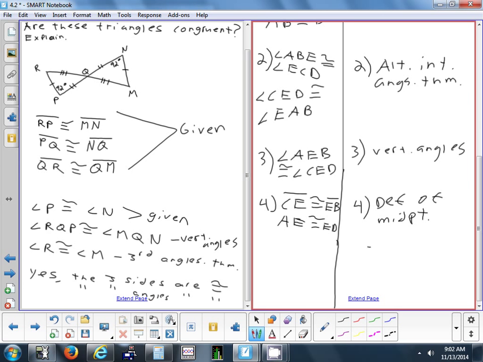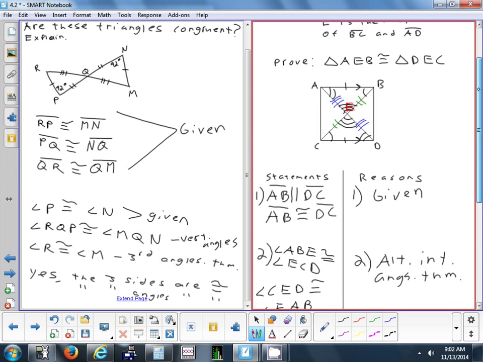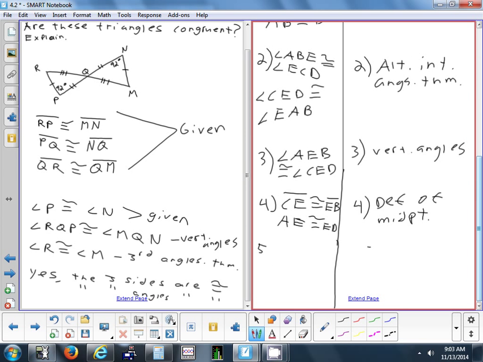Okay, so let's see if we can write it. How did they do it? Triangle AEB is congruent to DEC. And the reason, that's the definition of congruent triangles. Okay, so you can abbreviate it just like that. Hey, any questions on what we did there?